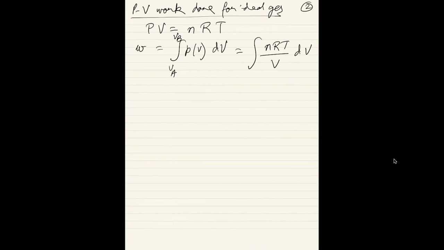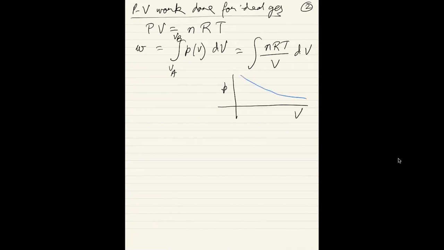Because the work done in this case, if you had a pressure volume plot and if you wanted to plot the pressure versus volume, you can see at constant T, it's going to be 1 over volume. So it's going to look something like this.